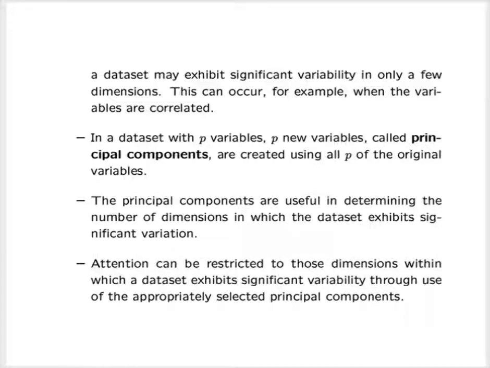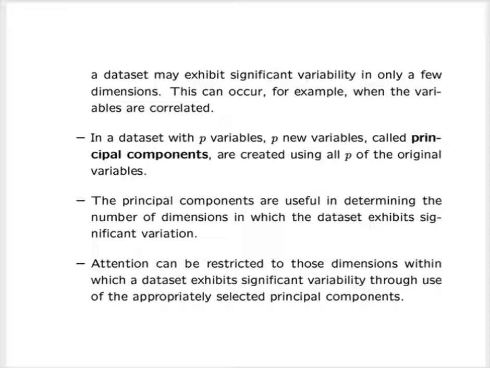In a dataset with p variables, p new variables, called principal components, are created using all p of the original variables. The principal components are useful in determining the number of dimensions in which the dataset exhibits significant variation. Attention can be restricted to those dimensions within which a dataset exhibits significant variability through the use of the appropriately selected principal components. So statistics can be thought of as a study of variation, analyzing variability of multiple variables and looking at the relationships in terms of the variability between those variables.